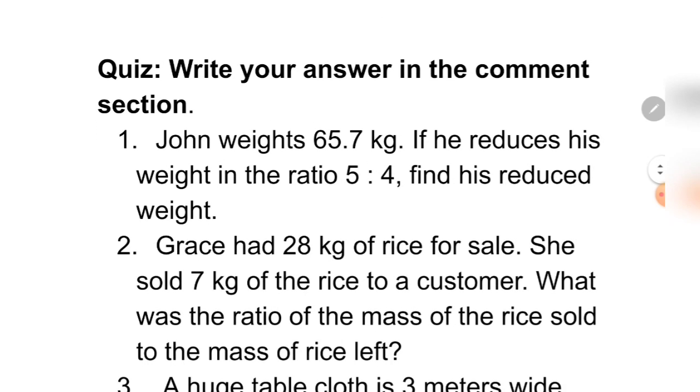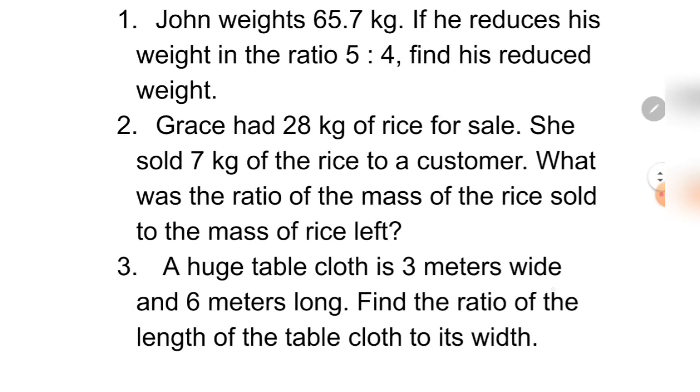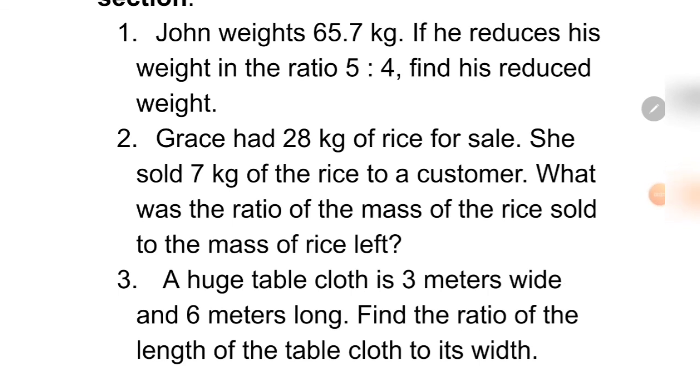Next, quiz. Write your answer in the comment section. Number 1. John weighed 65.7 kilograms. If he reduces his weight in the ratio 5 to 4, find his reduced weight. Number 2. Grace had 28 kilograms of rice for sale. She sold 7 kilograms of the rice to a customer. What was the ratio of the mass of the rice sold to the mass of rice left?